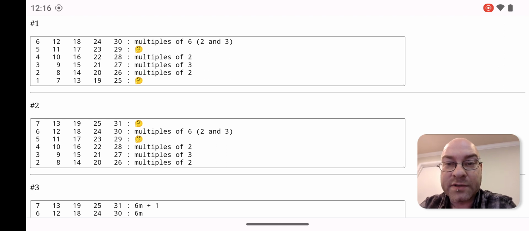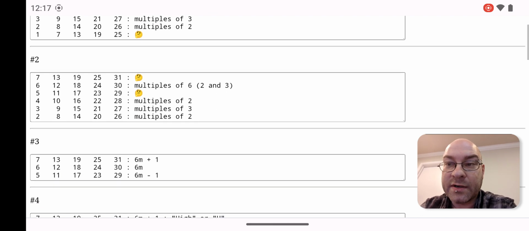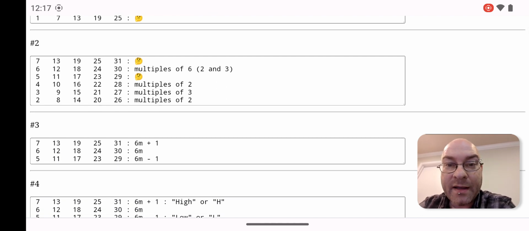Now we've got the multiples of 6. It's all the same numbers there, except we've dropped 1 and we've added 31. But everything else has shifted around, but remains intact. There are 2 thinking face rows, and then there's the multiple of 6 itself, and then the multiples of 2, 3, and 2. All right, so that's pretty clear.